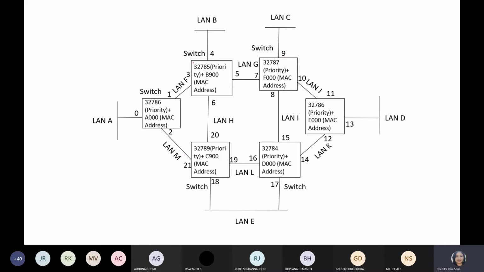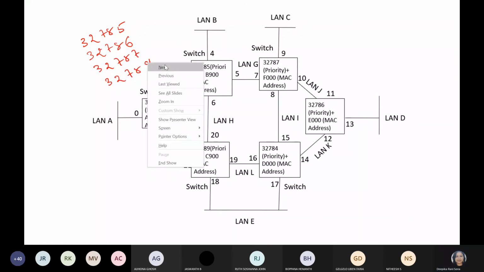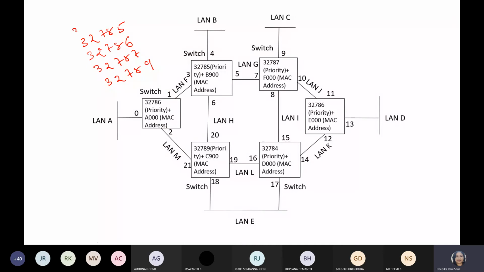Same question but with slightly twisted data. How do you identify your root bridge from this given question? Because here the bridge priority numbers are not similar. It is 32786, 32785, starting from, then 32787, 32789, then 32784 is also there, and 32786 are there.